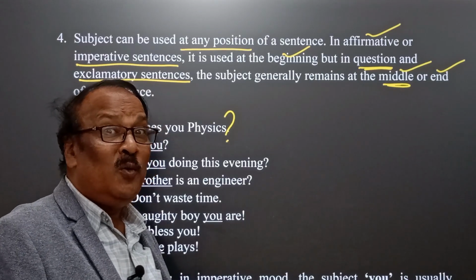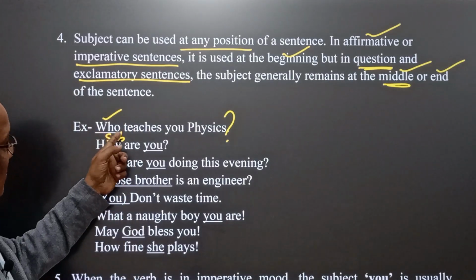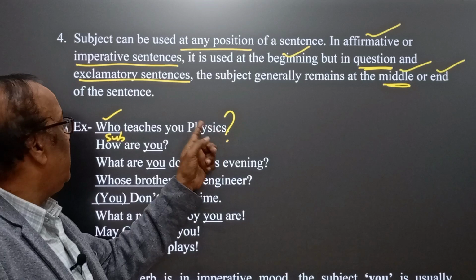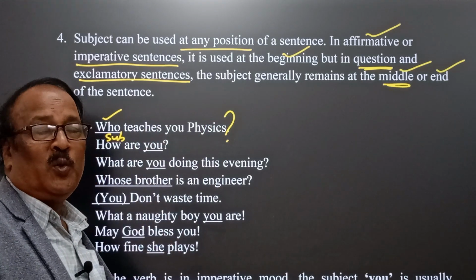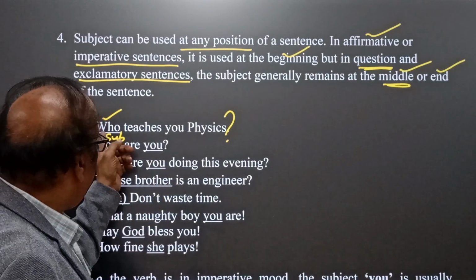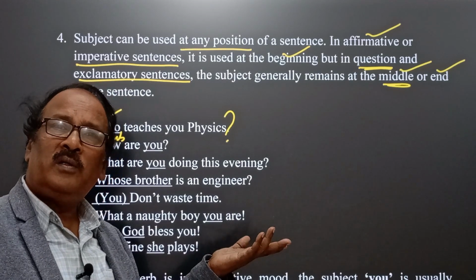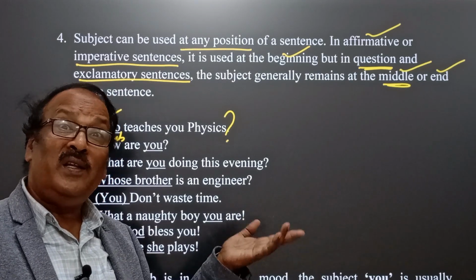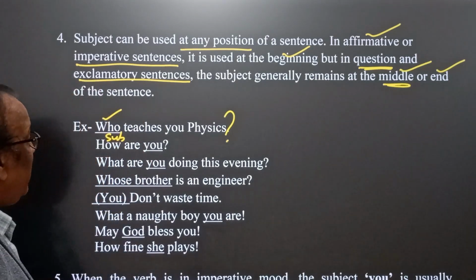In the place of who, we can use Mr. Mishra. Yes, Mr. Mishra teaches us physics. Who teaches you physics? Mr. Mishra. So Mr. Mishra is the subject, and for Mr. Mishra we have used who here. Therefore, who is the subject whenever it is used in the place of Mr. Mishra.